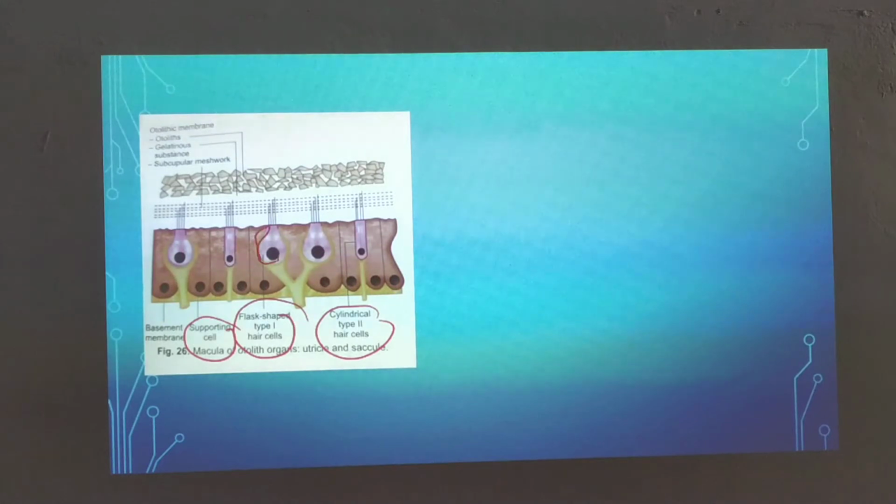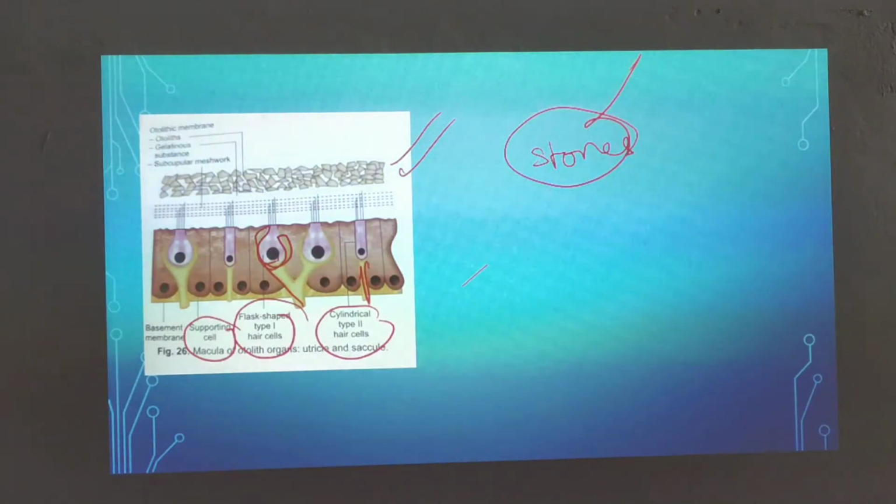The chalice is completely surrounding all around like this, and here the nerve terminals are like this. So what are these sand grain like organs called? Otoliths. So they are like the stones that are there floating. Imagine that lotus are there. Okay. So they will be like this. What are the other things that are present in this? Gelatinous substance and subcupular meshwork. So these stones are called otoliths.